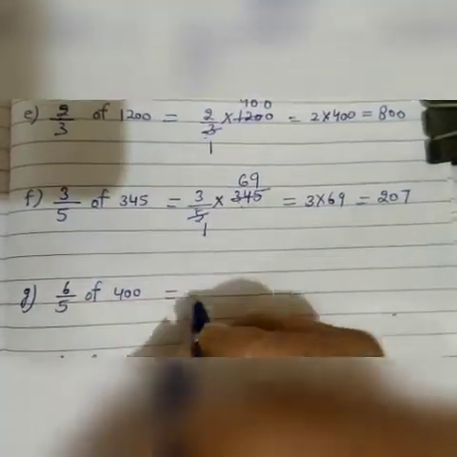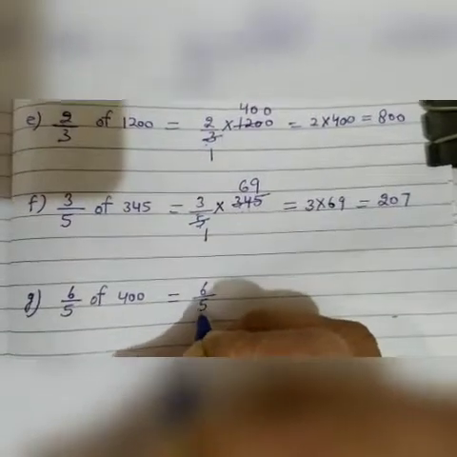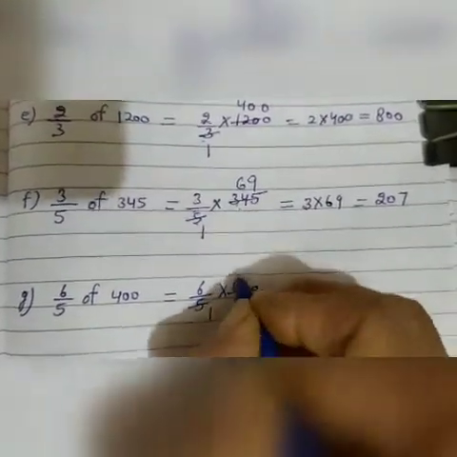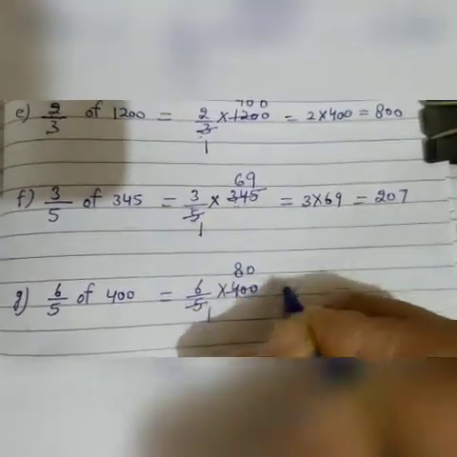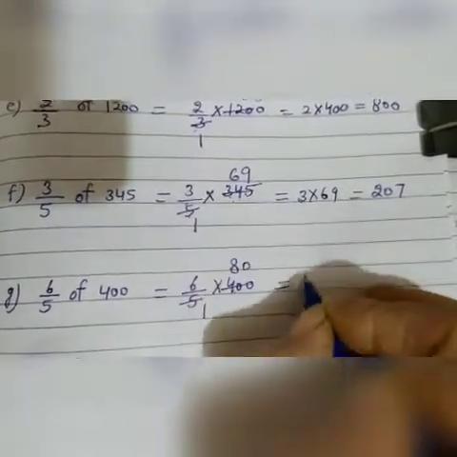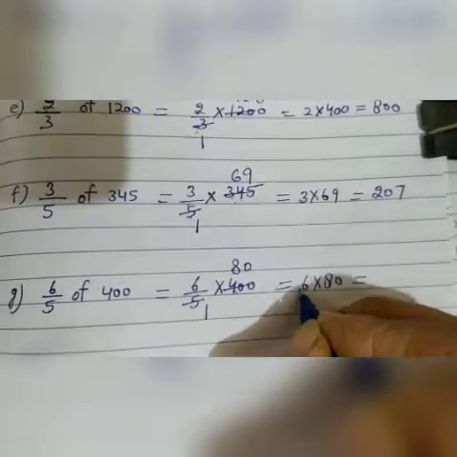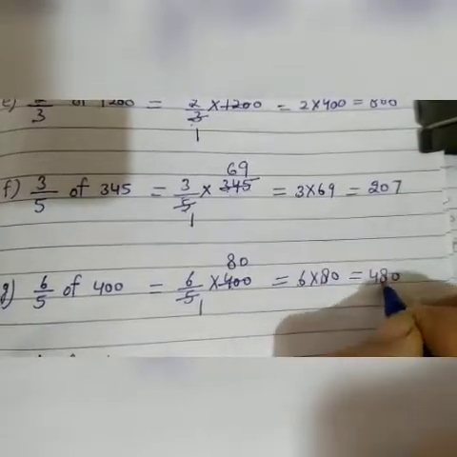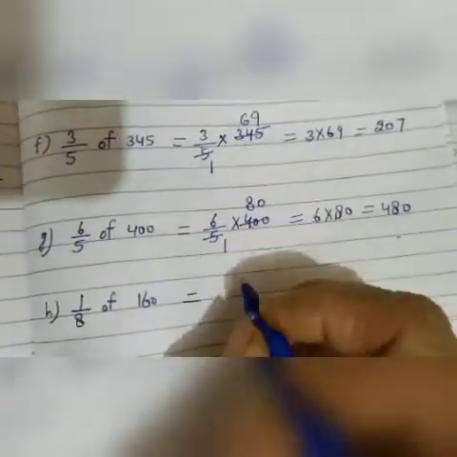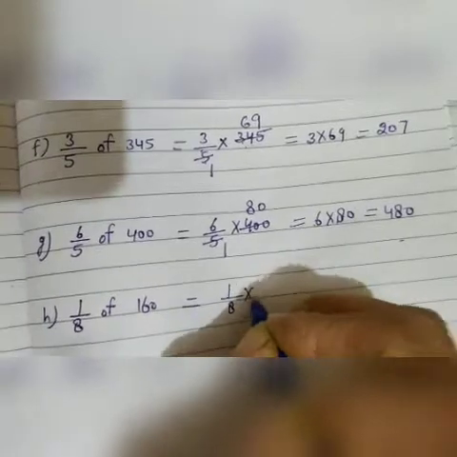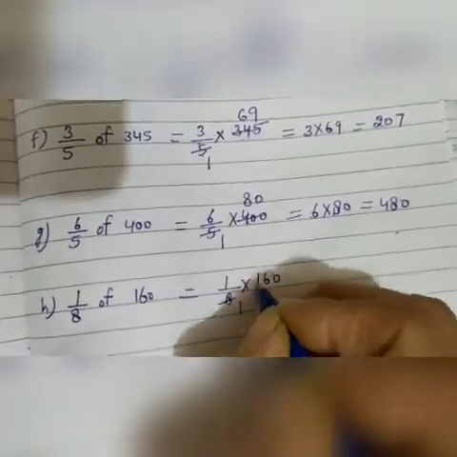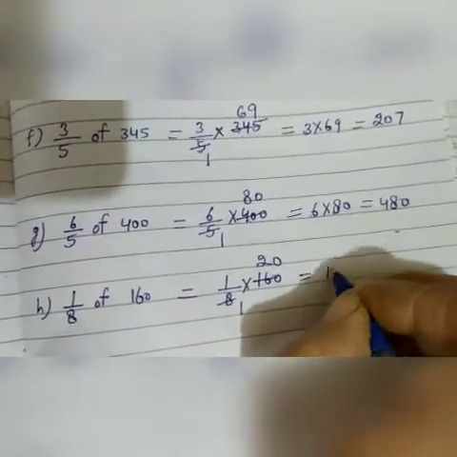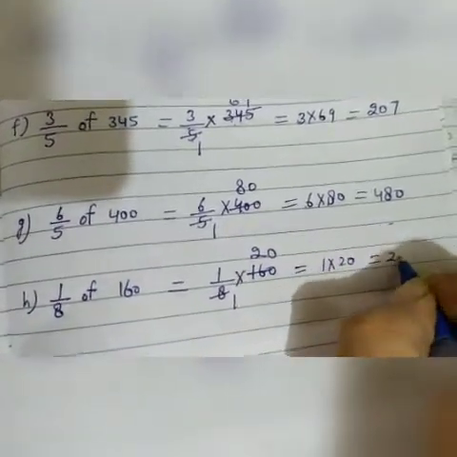Next 6 upon 5 into 400. 5 ones are 5, 5 eights are 40, then this 0. 6 into 80. 6 eights are 48, then this 0. And last one is 1 upon 8 into 160. 8 ones are 8, 8 twos are 16, 0. 1 into 20, 20.